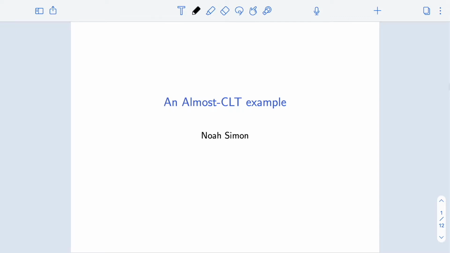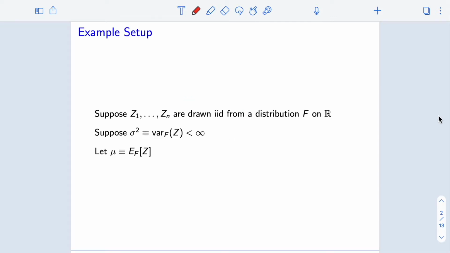engage with future results. In our example, we're going to consider n IID random variables, Z1 to Zn, drawn from a distribution F on the real numbers. We are going to imagine that they have a variance sigma squared that is less than infinity, and we are going to let mu denote their mean.